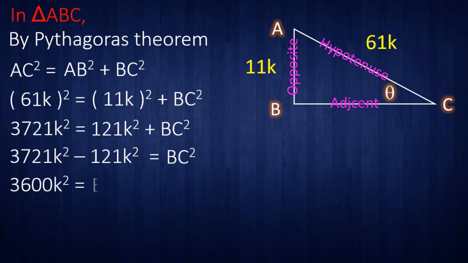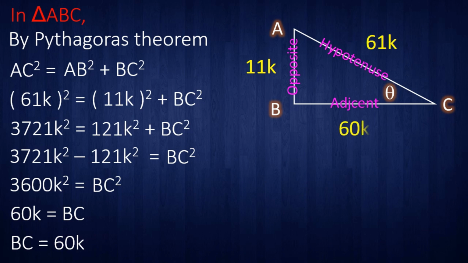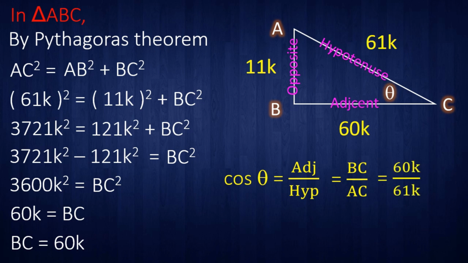Now take square root. 36 square root is 6 and 00 square root is single 0. And K square root is K. So BC we got 60K. Show in the figure BC is 60K. Now find the unknown ratios. Cos theta is adjacent side upon hypotenuse. Adjacent is BC and hypotenuse is AC. BC value is 60K and AC value is 61K. K cancels, 60 upon 61.